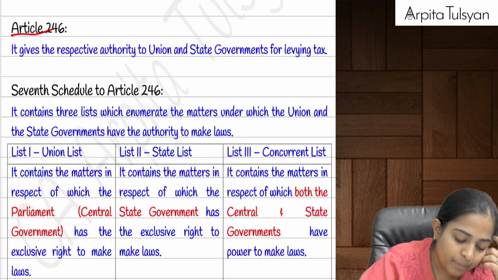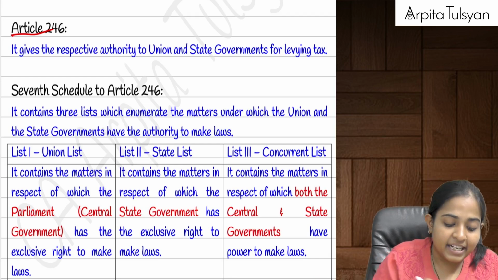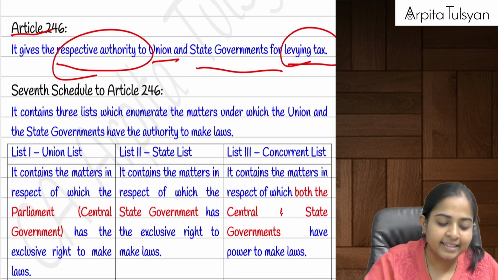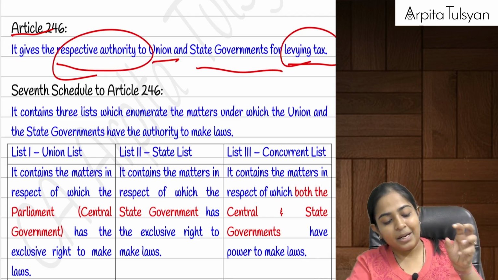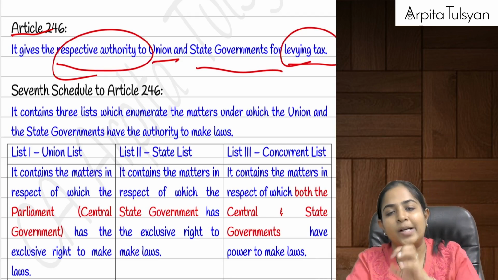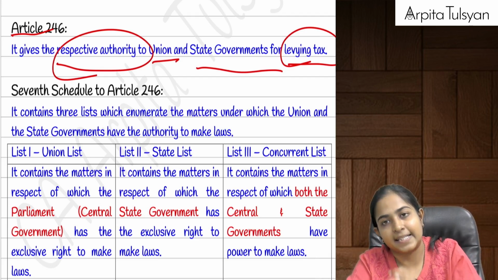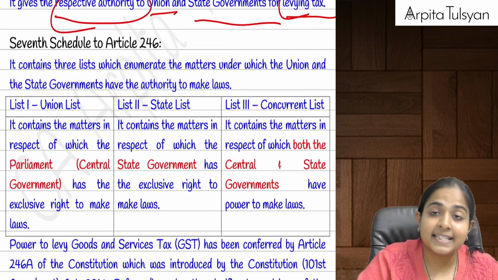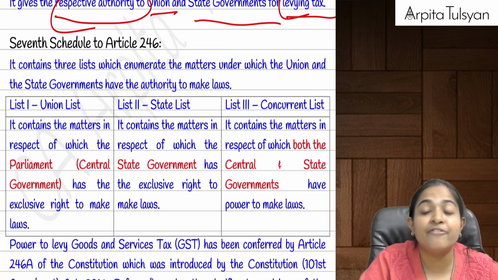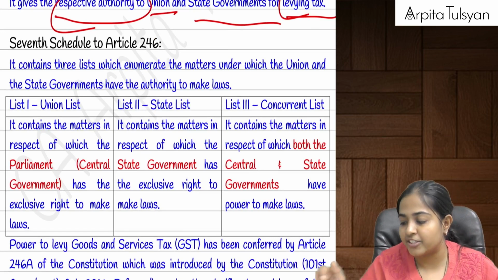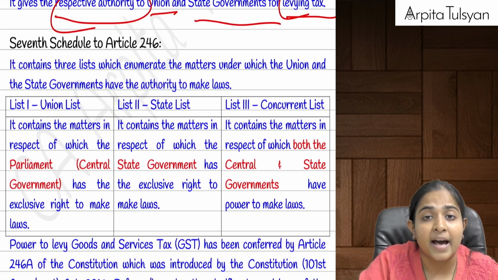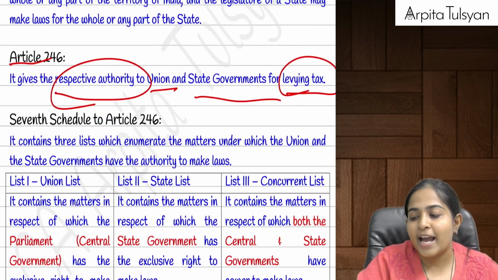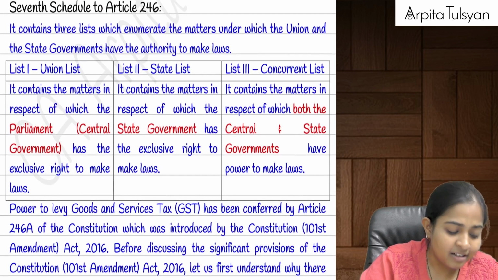Right, then article number 246, which is important, it gives respective authority to the union and state governments for levying the taxes. It means article number 246 says that okay, union government or central government, you can collect these particular taxes. Then it says to the state government, okay, you can levy and collect these particular taxes. So basically, if we ask the Maharashtra government, why are you collecting Maharashtra GST? It will say that I have got the powers to levy and collect the taxes.